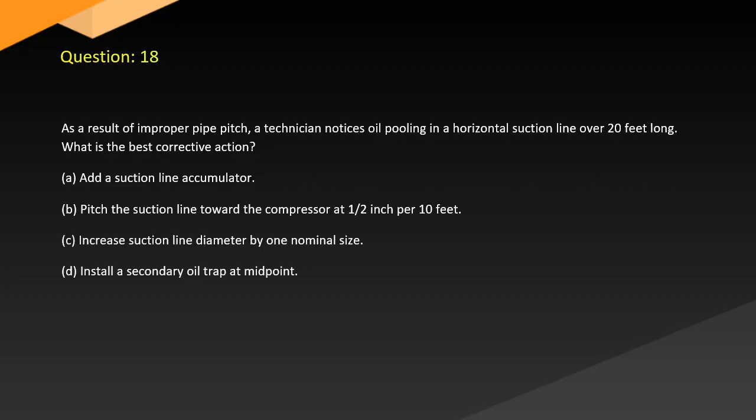Question 18. As a result of improper pipe pitch, a technician notices oil pooling in a horizontal suction line over 20 feet long. What is the best corrective action? A. Add a suction line accumulator. B. Pitch the suction line toward the compressor at 1/2 inch per 10 feet. C. Increase suction line diameter by one nominal size. D. Install a secondary oil trap at midpoint.